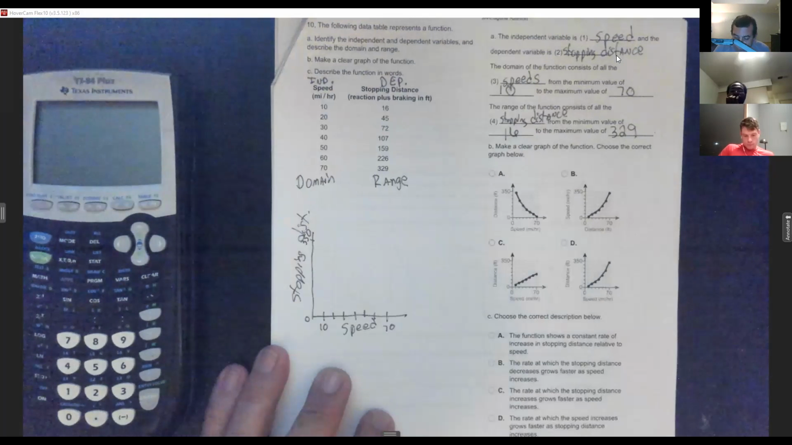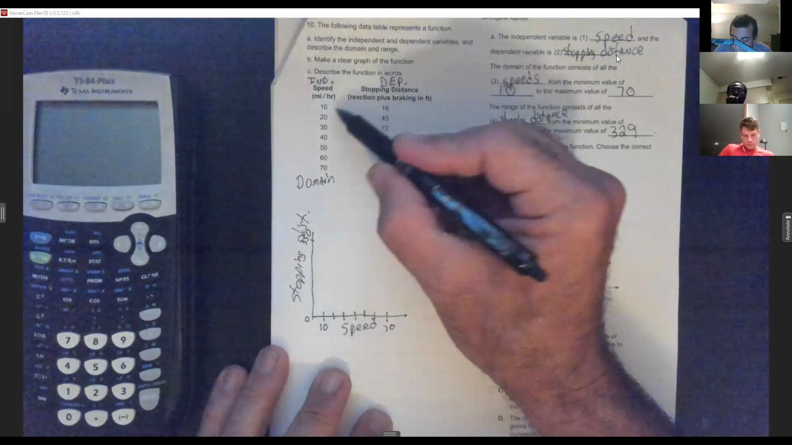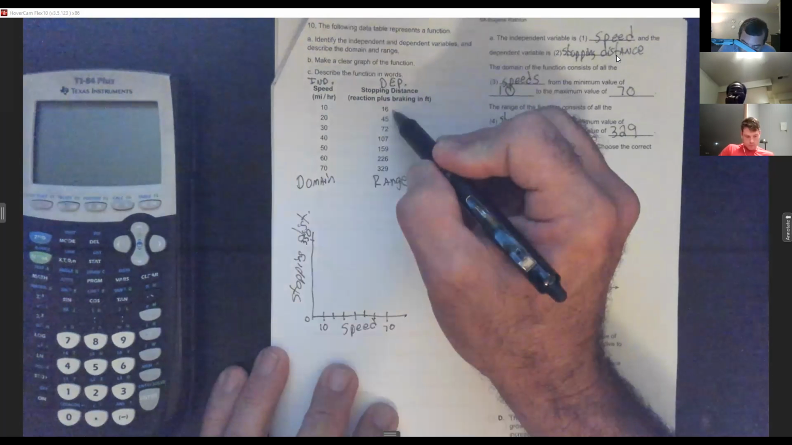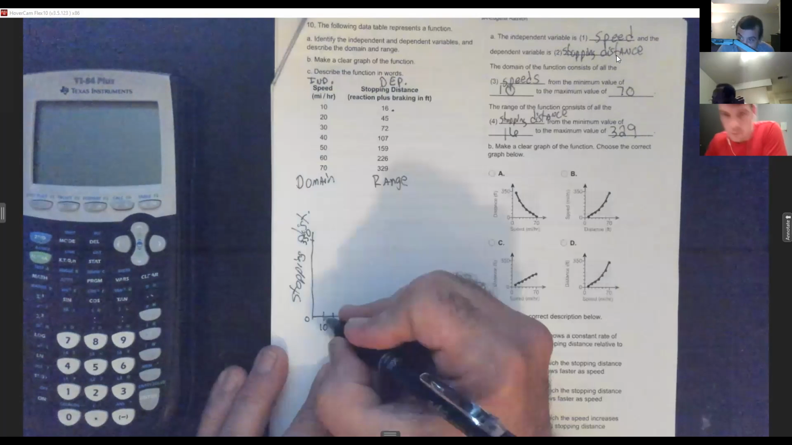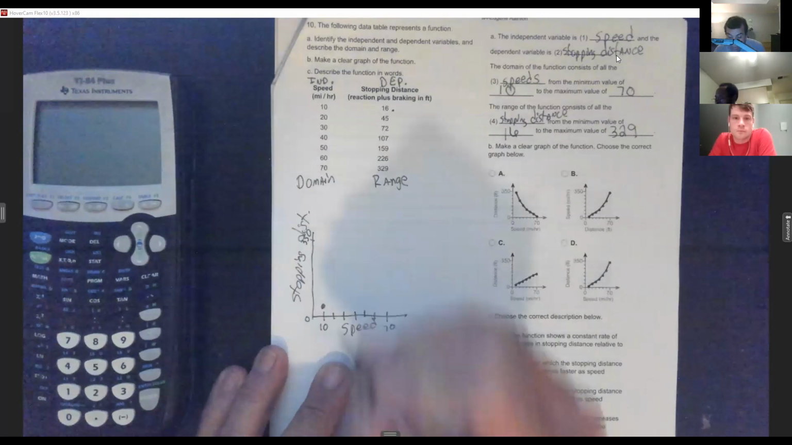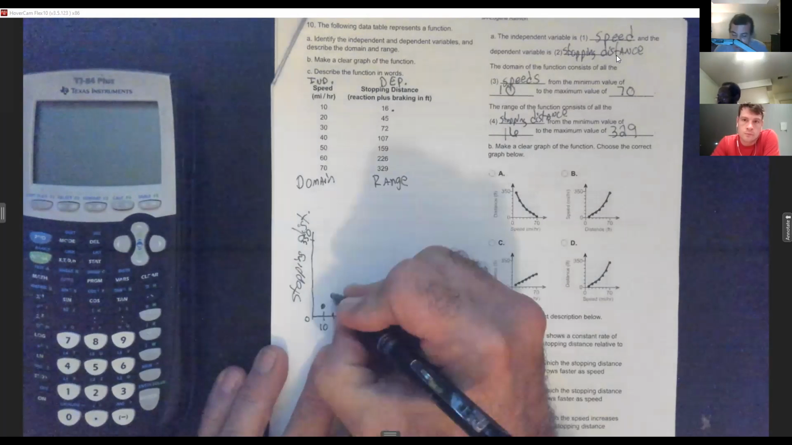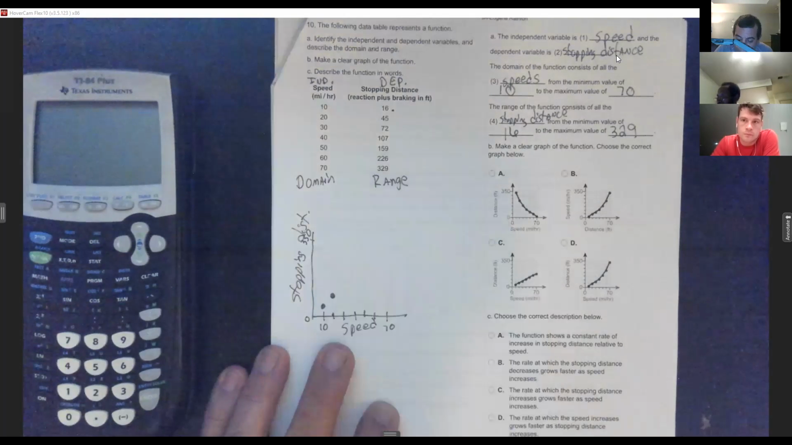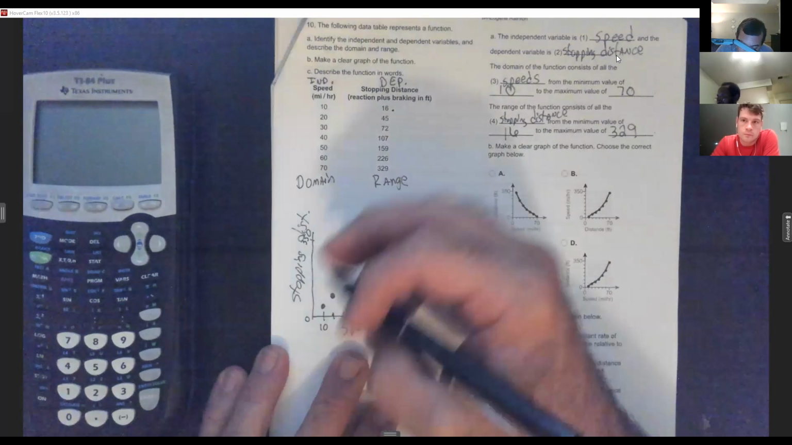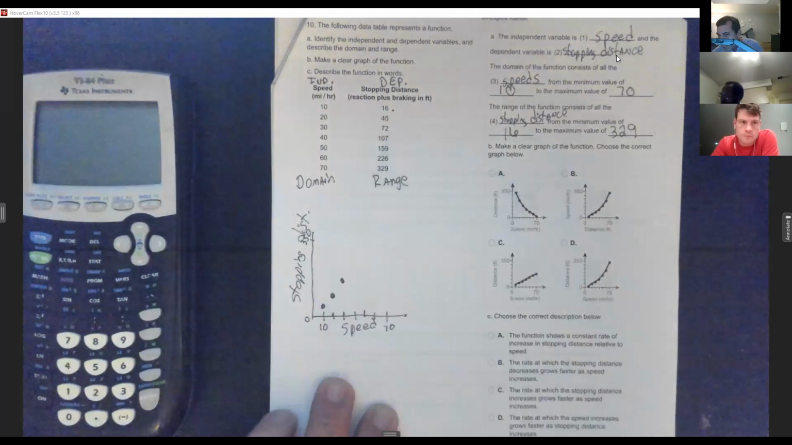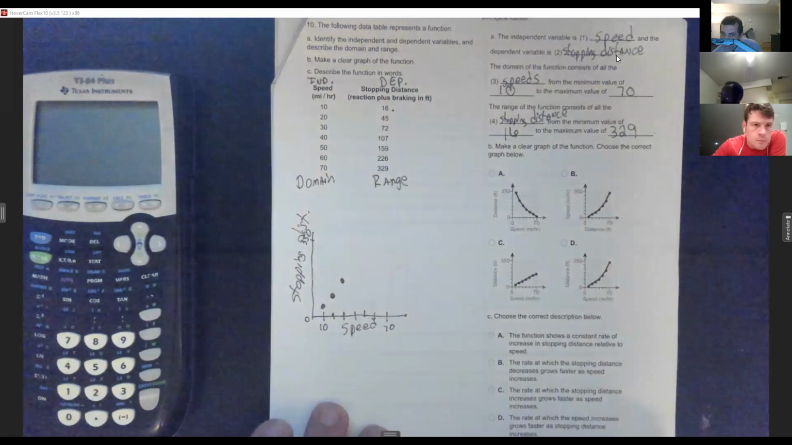So at 10, we were at 16. So 10, 16 would be fairly low on that. At 20, I'm at 45, which is a little higher. 30, I'm at 72. So I just wanted to get a rough idea of what was happening.